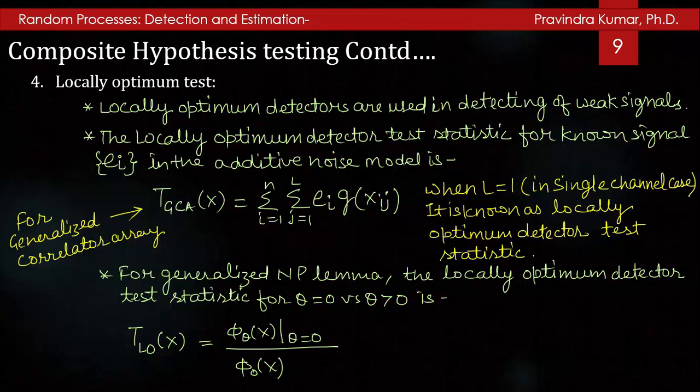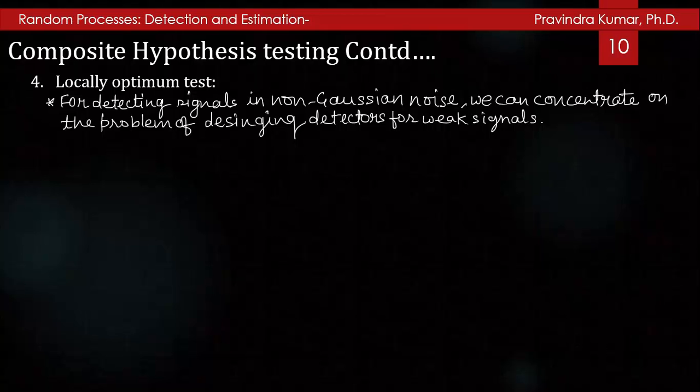So for the problem of signal detection in noise, the optimum or most powerful detectors, that is the NP detector and Bayesian detector, are used. For detecting signals in non-Gaussian noise, we can concentrate on the problem of designing a detector for weak signals, which results in the locally optimum detector. The non-Gaussian noise characteristics we will discuss first.